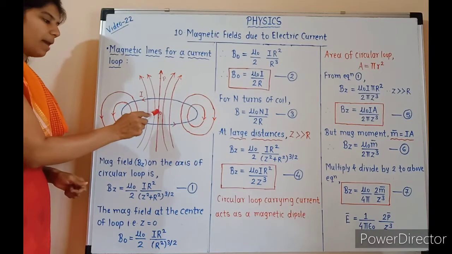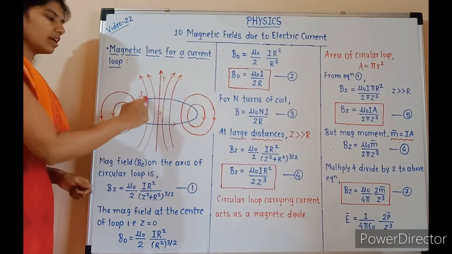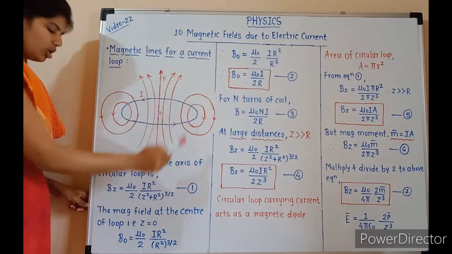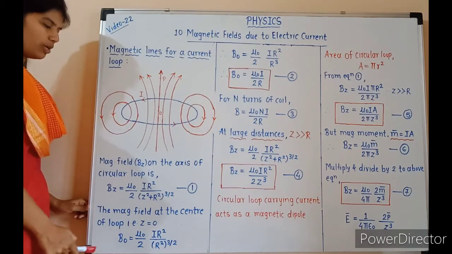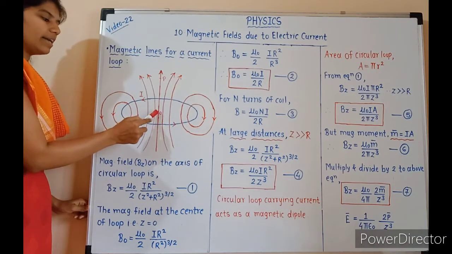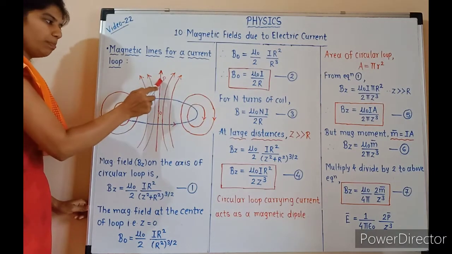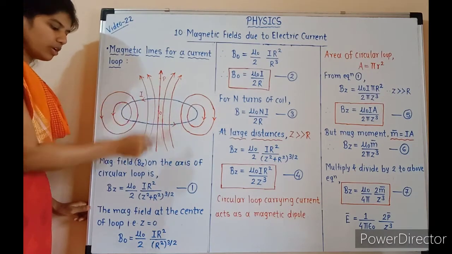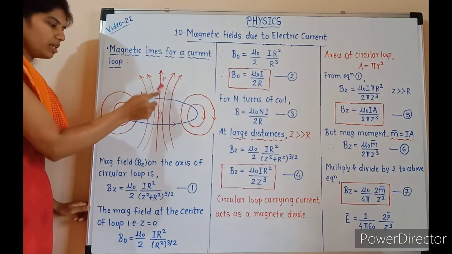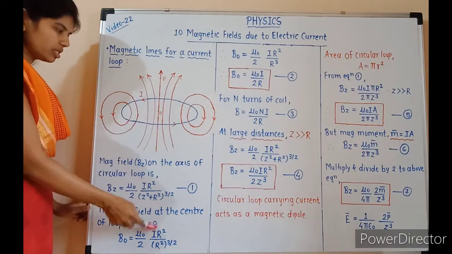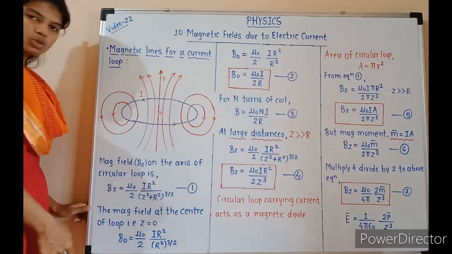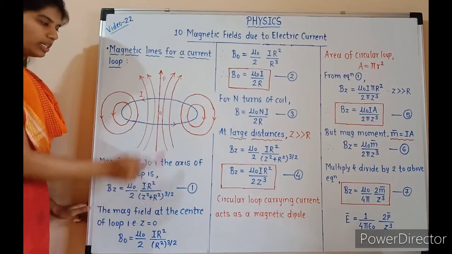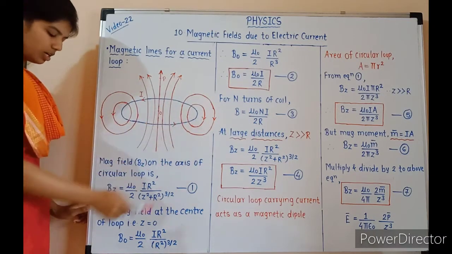Now we have to calculate the magnetic field at the center of this current carrying circular loop. So the magnetic field at the center of this circular loop, that is B0, is what we have to calculate. So this point P is on the center of the circular loop, so this distance Z is equal to 0. Substitute Z is equal to 0 in equation 1, we get B0, that is the magnetic field at the center of this circular loop.